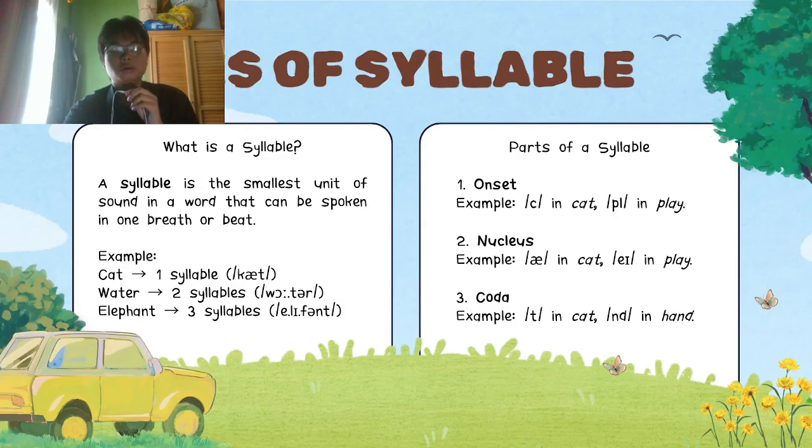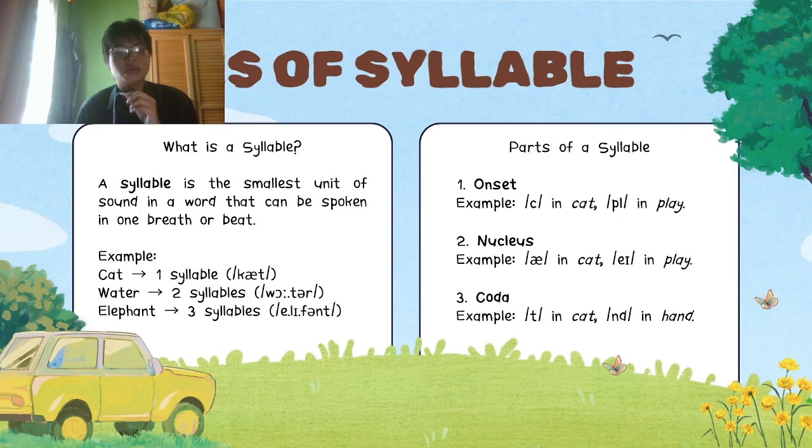And then the parts of a syllable. A syllable usually has three main parts. The first is onset. It is the consonant or group of consonants before the vowel. Like the example is the c in cat, pl in play. And then there's nucleus. This is the vowel sound in the middle. This is the most important part of a syllable because it carries the sound. Like for example, a in cat and a in play.